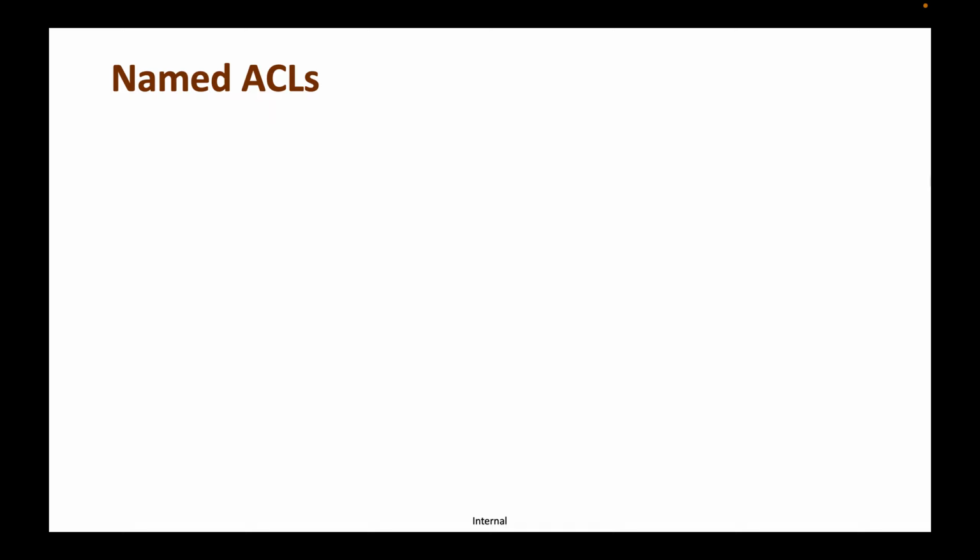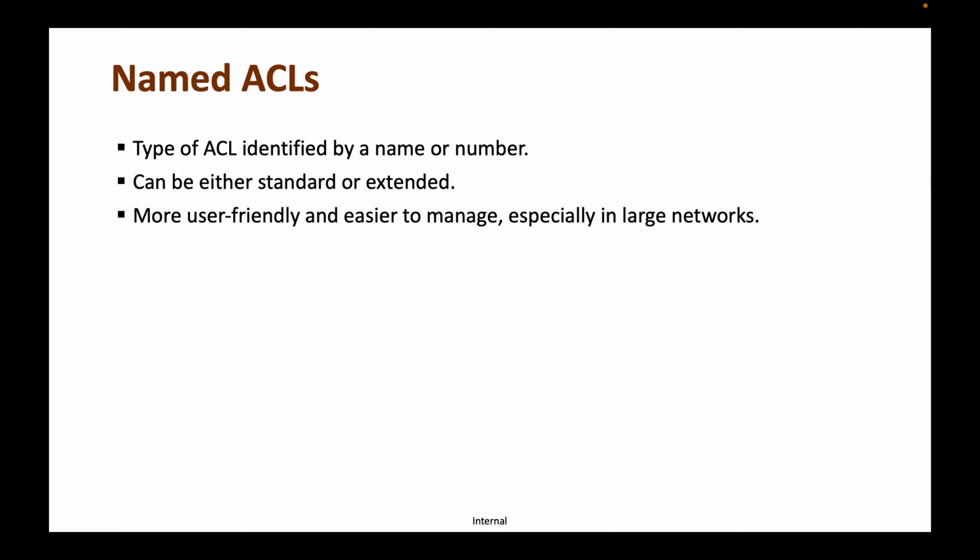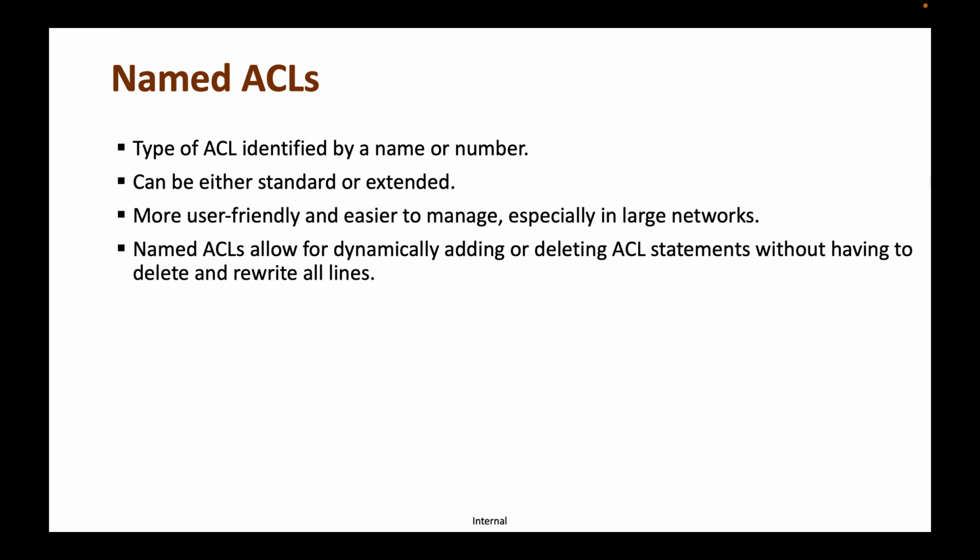So let's move on to another access list classification. Not another, actually. We discussed standard and extended, and these standard and extended lists you can configure as either a numbered access list or a named access list. So this is the named access list. This is a type of ACL identified by a name rather than a number. You can use it for standard or extended, and it is more user friendly and easier to manage, especially in large networks. Named ACLs allow for dynamically adding or deleting ACL statements without having to delete or rewrite all the lines.